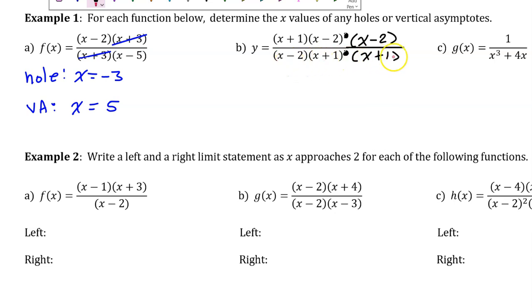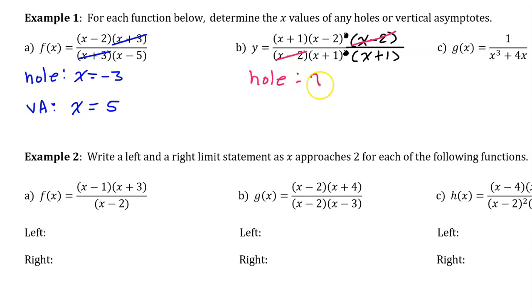We study the denominator. Any factor in the denominator will either give us a vertical asymptote or a hole. If it cancels out completely, it's a hole. If it doesn't, it's a vertical asymptote. So let's start with x minus 2. X minus 2 does cancel out with one of these factors of x minus 2. So, as far as the denominator goes, it's completely gone. That means this is going to give us a hole at x equals 2.